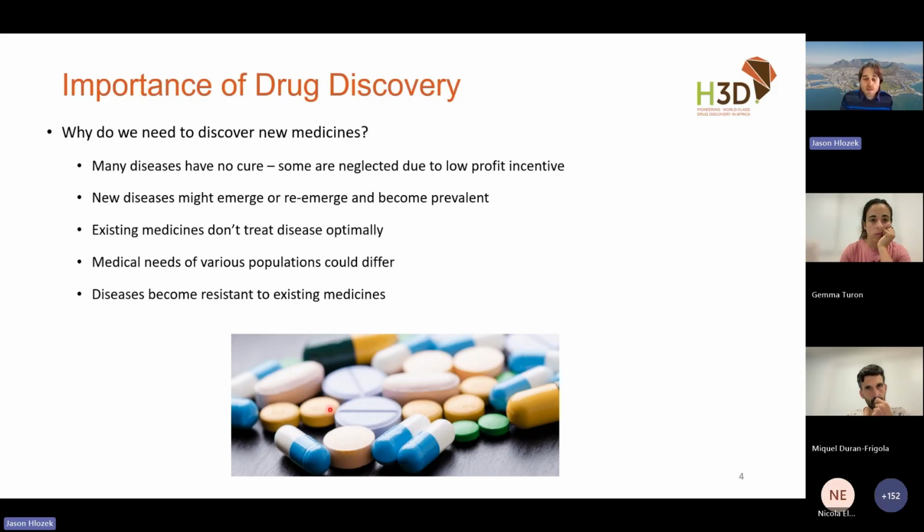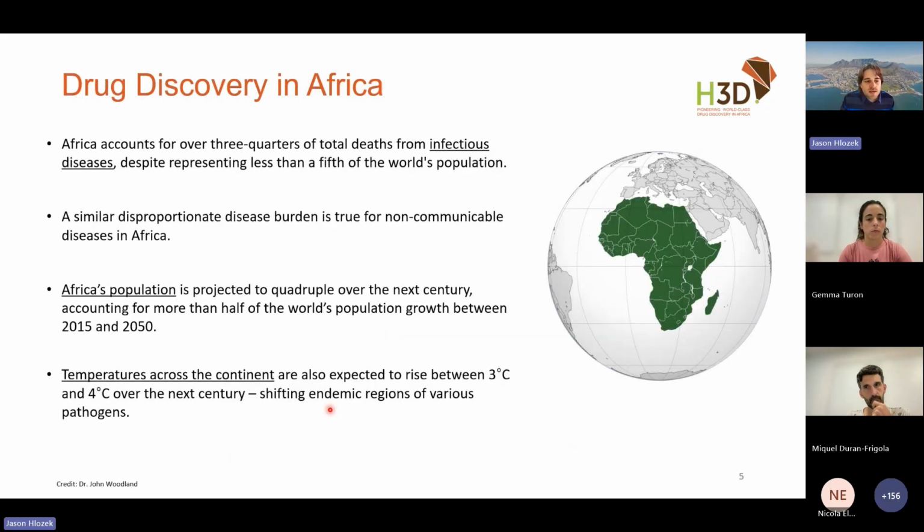So our existing drugs, even if they were fantastic when first discovered and released, the pathogens that we deal with become resistant to those medicines, and so we need new drugs to fill the pipeline to keep that disease under control. And particularly in Africa, we know we face a lot of disease challenges, particularly with diseases that are neglected by the rest of the world, the global north. And so there's a real need for us to pursue this research on our continent to try and reduce that disease burden for the diseases that affect us.